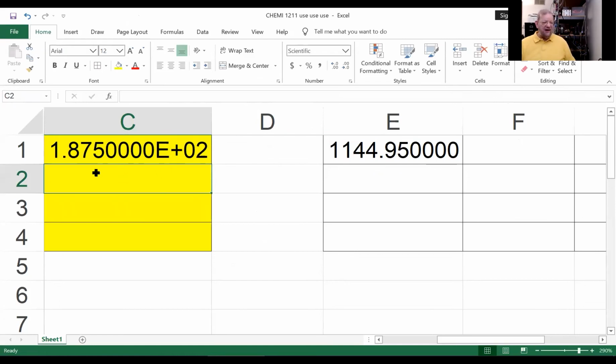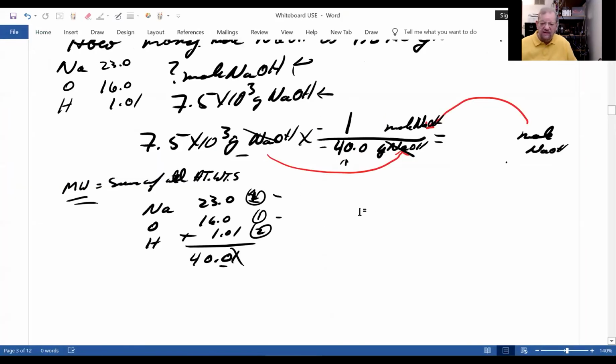And notice the number I get is this. If you look, I had 7.5 divided by 40.0, 2 significant figures divided by 3 significant figures. You should have 2 significant figures. Round this off to 2 significant figures. Keep the 1, keep the 8. I use the 7, that's 5 or greater. Drop that and everything after. That's 1.9 times 10 squared. And that's the number you get.